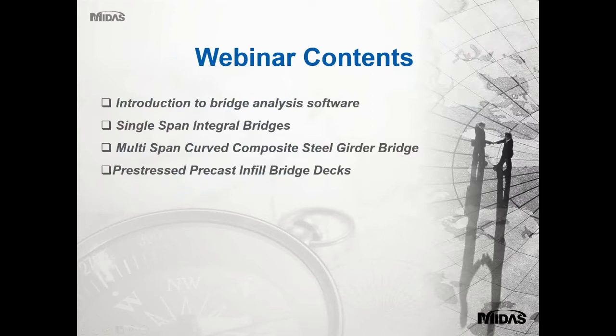Okay, so today we'll be looking at a varied number of bridges. We will start with just a brief introduction to the bridge analysis software that we are going to use for all these different types of examples. We'll start with single span integral bridges, both composite steel and composite precast beam type of integral bridges. We'll look at how to model them and analyze and design them. We'll also look at some important aspects related to multi-span curved composite steel girder bridges. And then we'll look at some special types of infill bridge decks, which will involve pre-stressed precast sections.